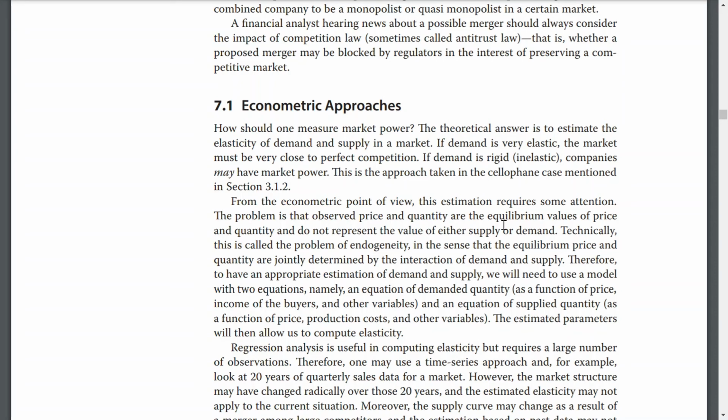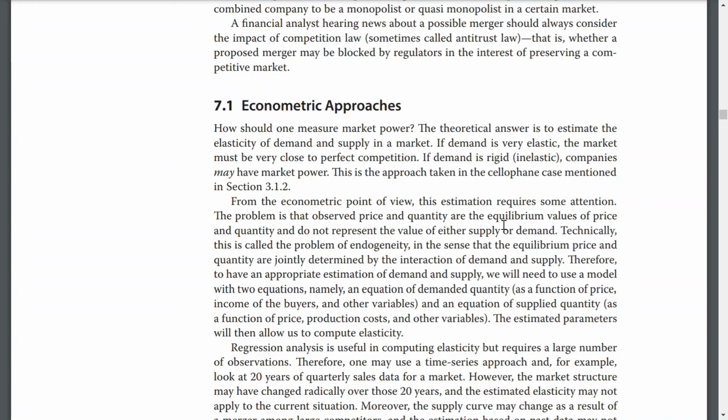From the econometric point of view, this estimation requires some attention. The problem is that observed price and quantity are the equilibrium values of the price and quantity and do not represent the value of either supply or demand. Technically, this is called the problem of endogeneity of the demand and supply.